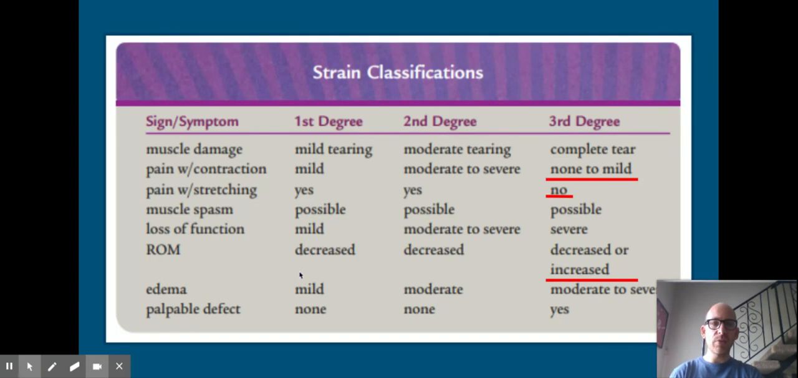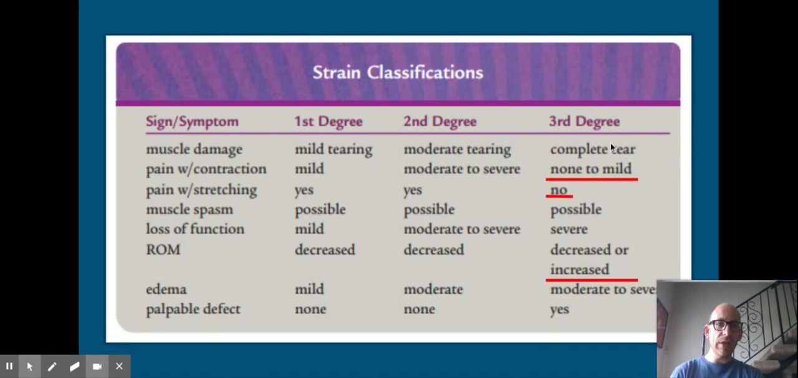Now, we have three classifications of strains: first degree, second degree, third degree. I'm not going to read this whole table out for you. I'm just going to point out a few things. Generally speaking, things get worse as you go from one to three. So three is the worst. Pain increases, damage increases. But there's a couple of things that go against that.